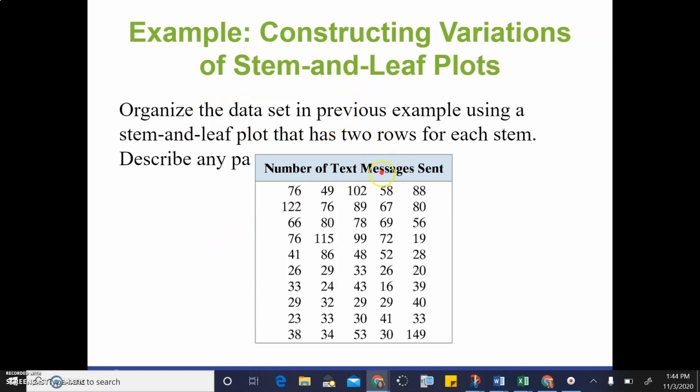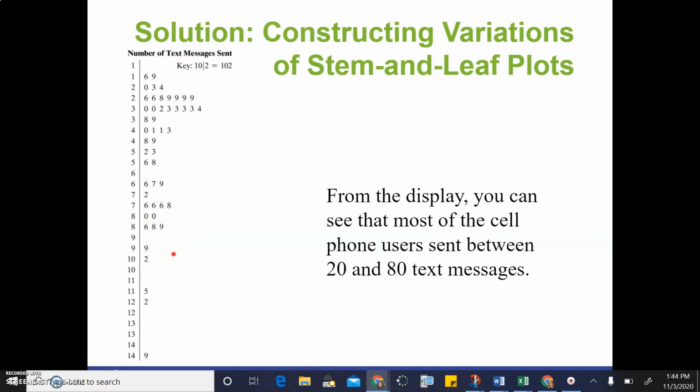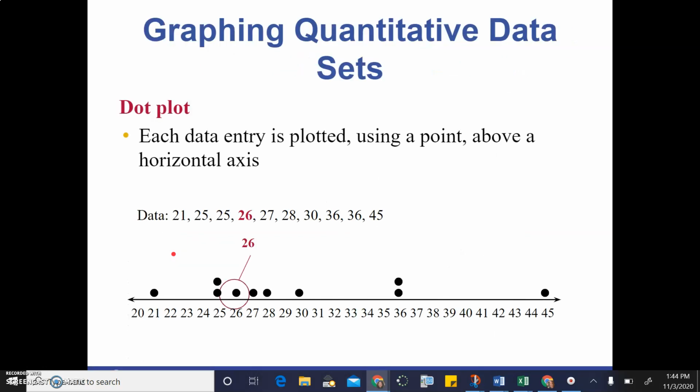Now there's other fancy ways to do stem and leaf plots, and we're not really going to worry about those, but you can split each one into the first 5 numbers and then the second 5 numbers. So basically 10 through 15 and 16 through 19 kind of a thing. You can do that, but you don't have to. It makes it a little bit longer, and it gives you more details, but it's not important.